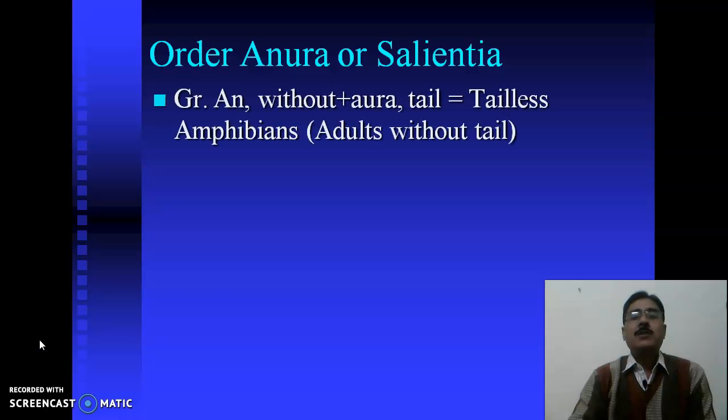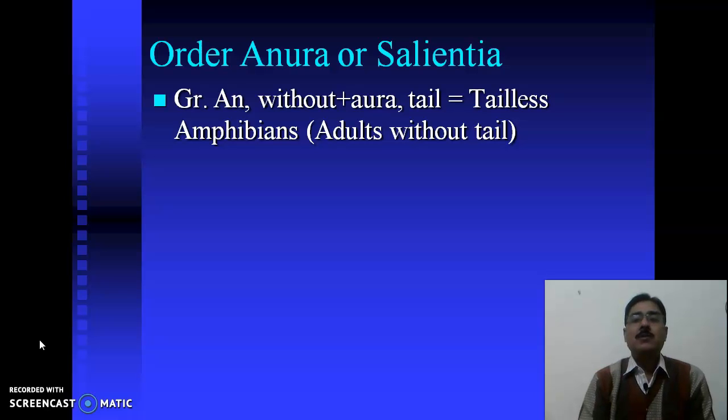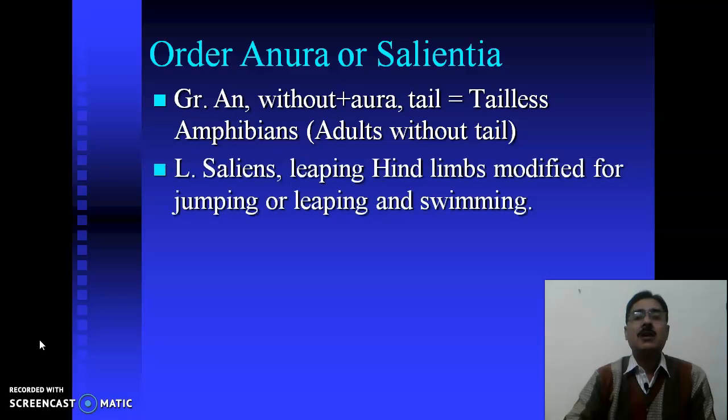Now with the first order, the order Anura or Salientia. Anura actually means the absence of tail or tailless feature. It is a Greek word. An or a means absent and aura means tail. So they are the amphibians in which the adults have no tail. So adults are without tail.